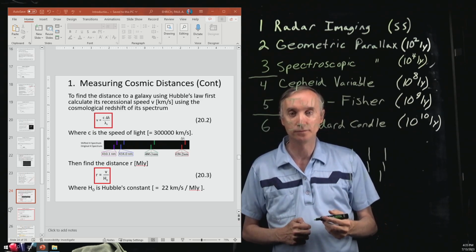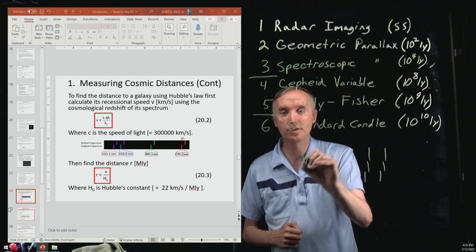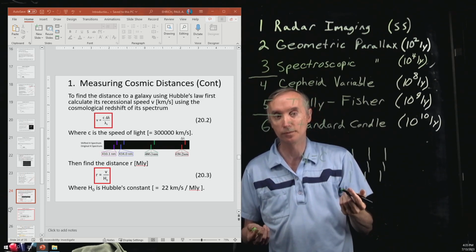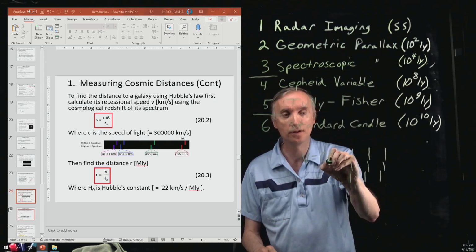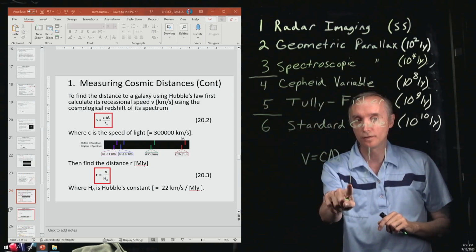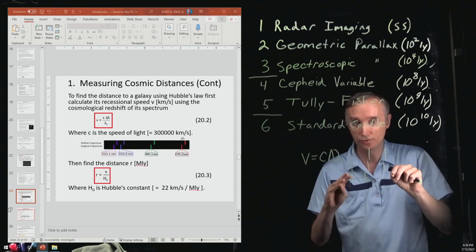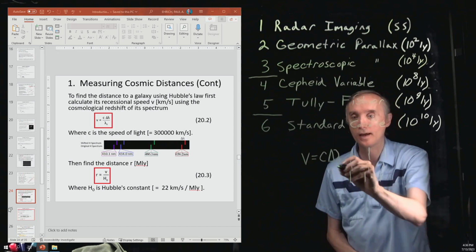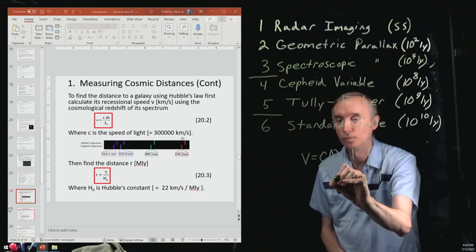So that's going to be the letter v. The speed v is going to be equal to the speed of light, c, 3 times 10 to the 8th meters per second, multiplied by the change in the wavelength. If we know this wavelength here, and we know this wavelength here, we subtract those two wavelengths, and that's the change in the wavelength.